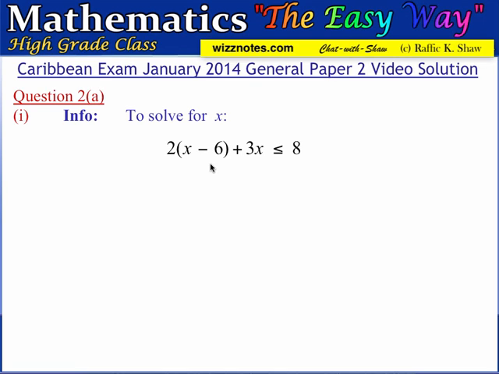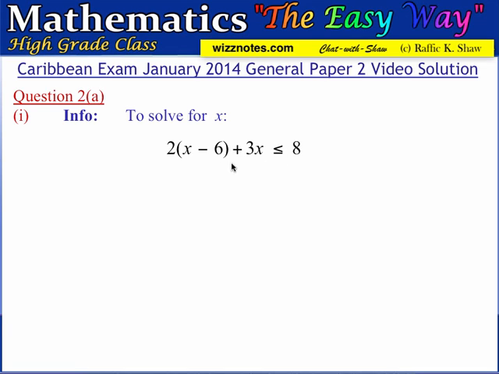And when solving a linear inequality, it is just like solving a linear equation, just that if we have to multiply or divide the inequality by a negative number, we have to remember to reverse the inequality sign. So let's proceed to solving this linear inequality just as we would a linear equation, remembering that if we have to multiply or divide the inequality by a negative number, we have to reverse the inequality sign.